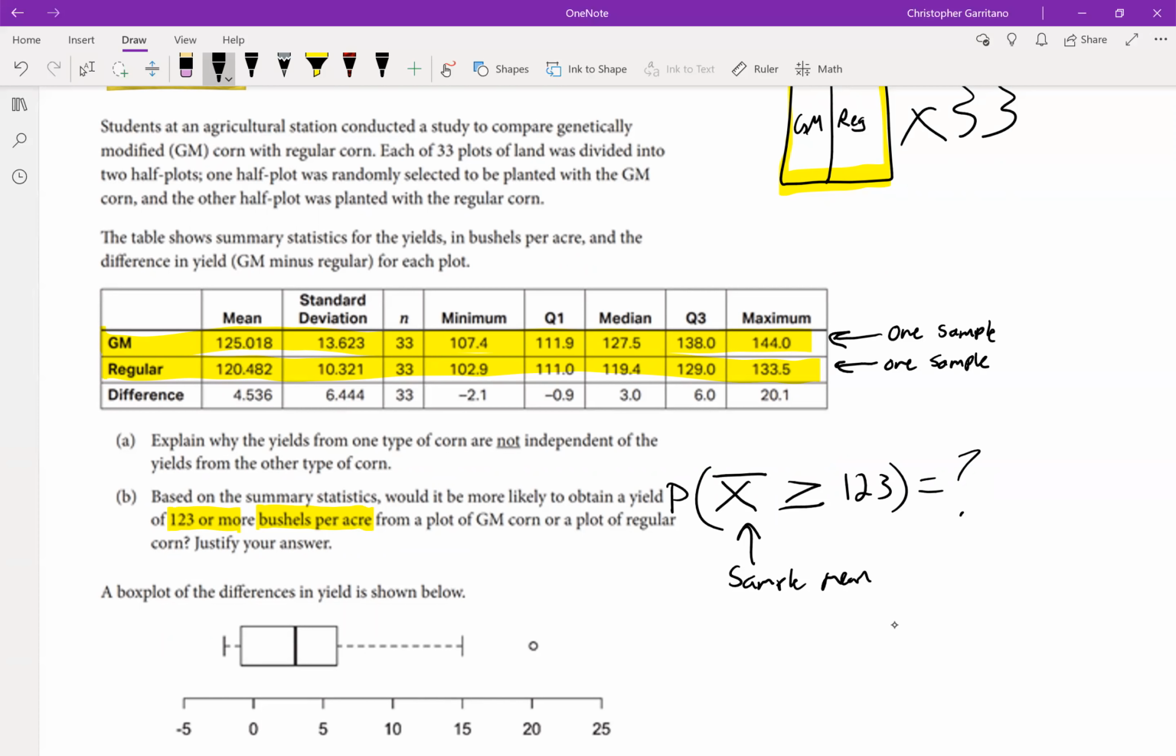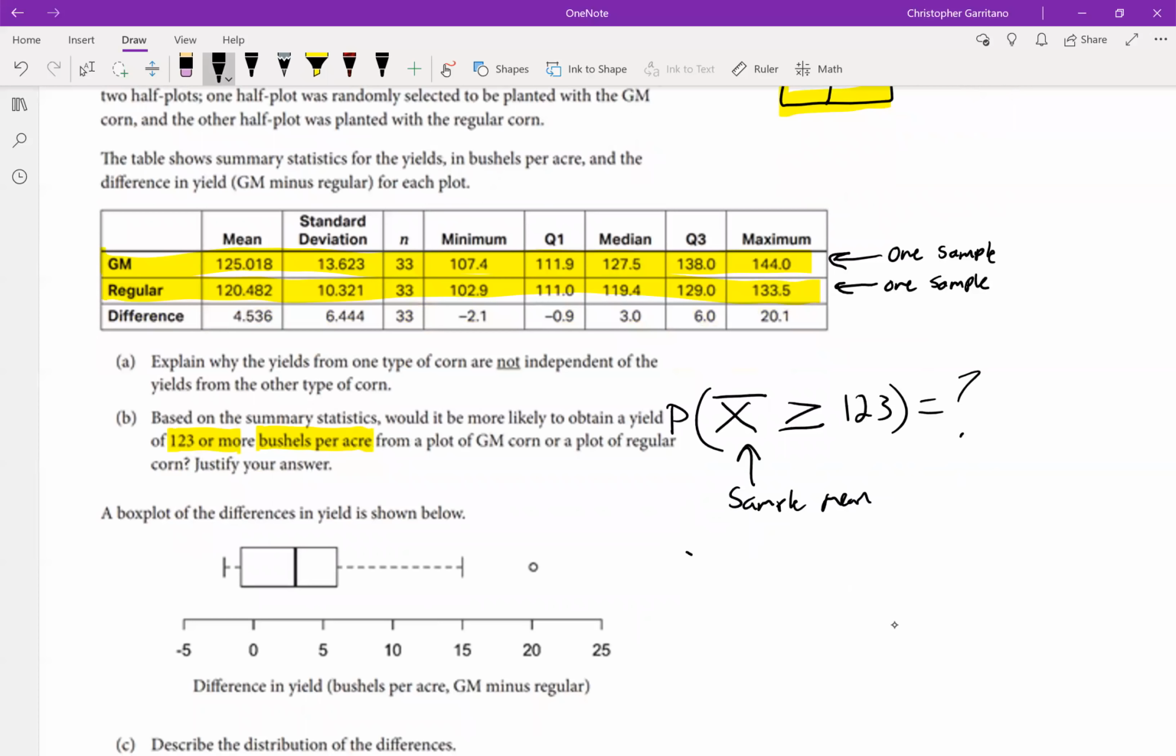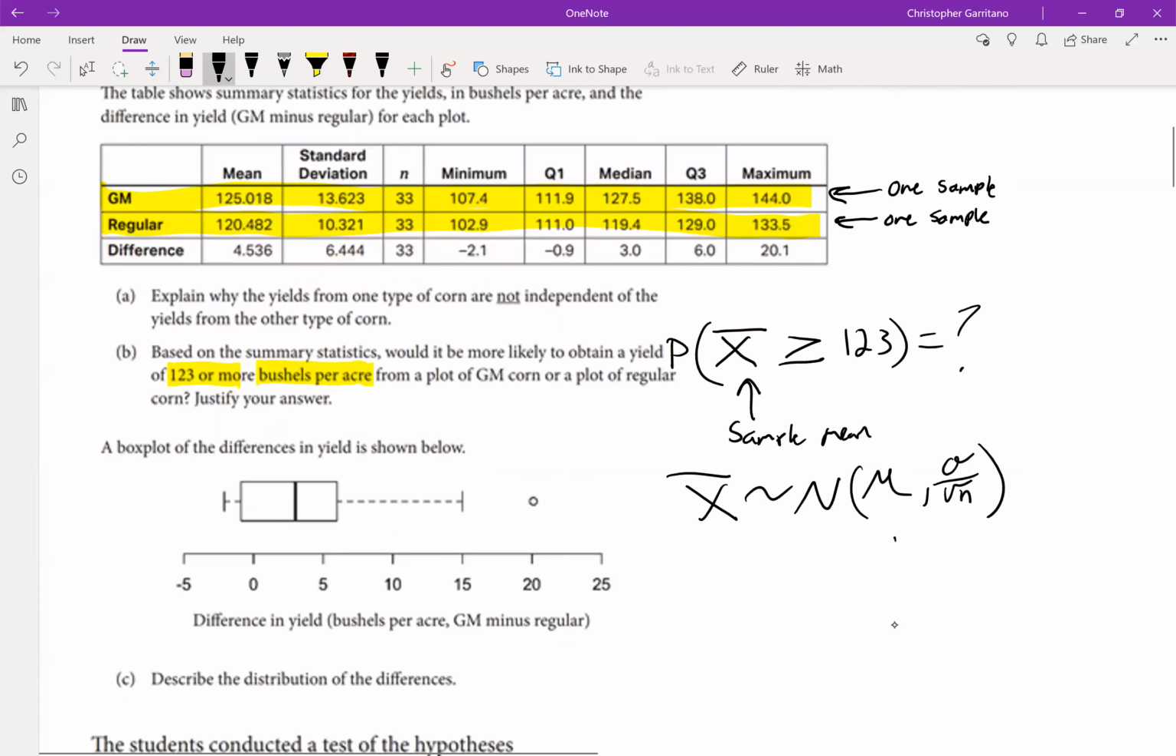Now, the thing is, it's great, yeah, we want to find this probability, but we don't necessarily know what distribution we'd be using. You might say, hey, isn't it the case that X bar is distributed normally with a mean of whatever the population mean is and a standard deviation of the population standard deviation over radical n? And yes, as long as certain conditions are met, that's true. But missing from this description is mu. We don't know mu for either population. We don't know sigma for either population.